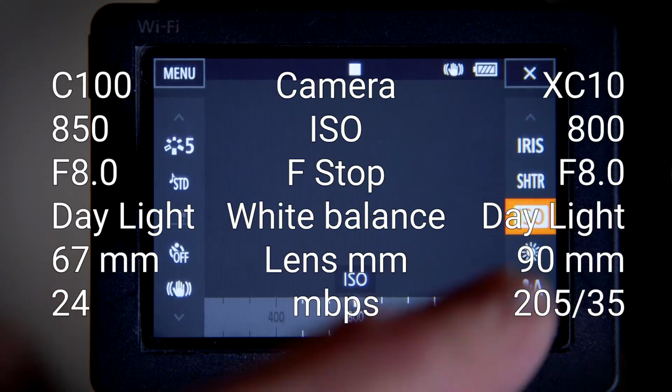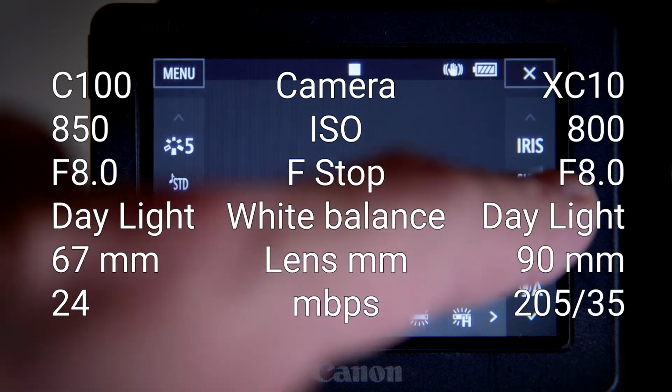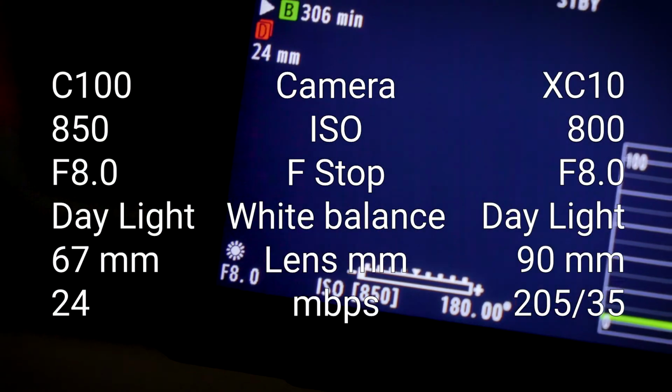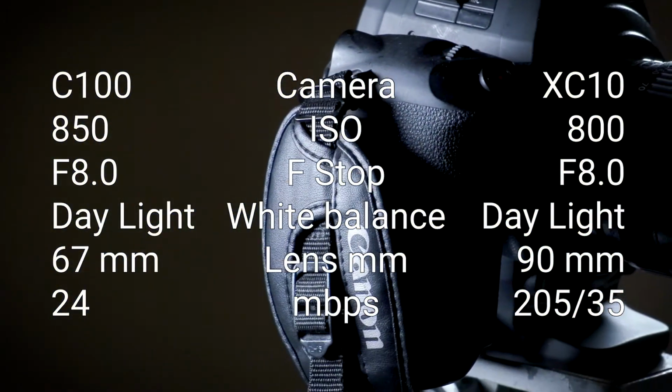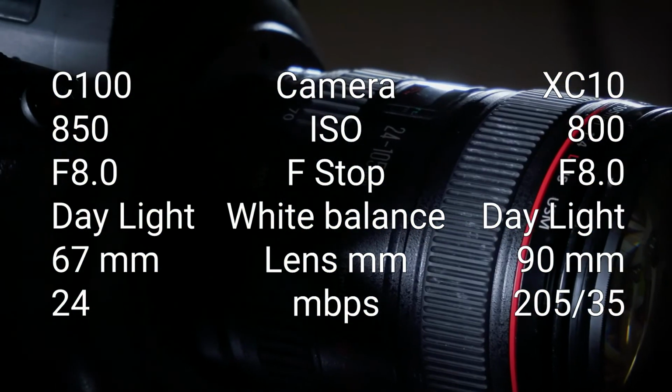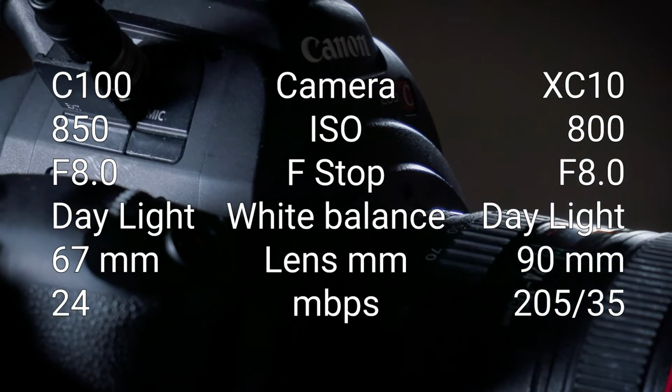Today's camera settings, what I did to make the test even: XC10 was at 800 ISO, C100 was 850. Both cameras, f-stop was 8.0. I set both white balances to the sun daylight setting, 67mm on the C100 and 90mm on the XC10. I was using a 24-105 L series f4 lens on the C100.